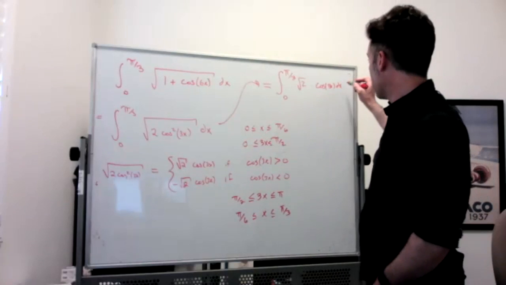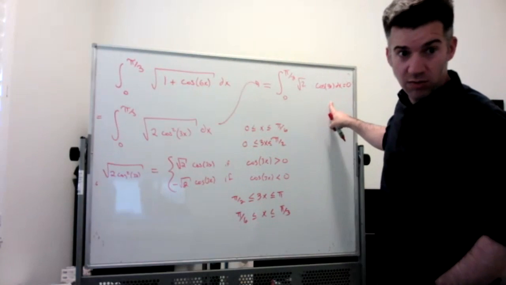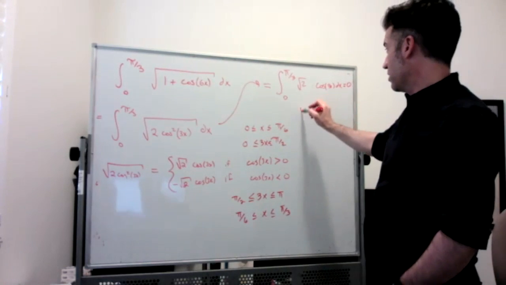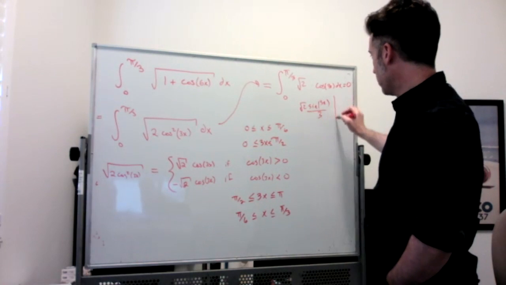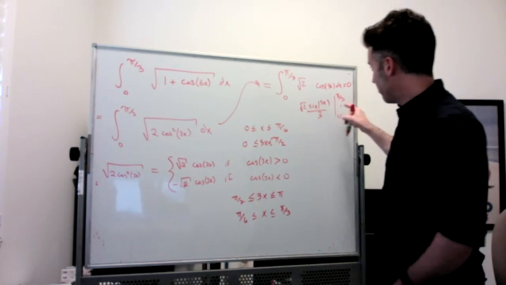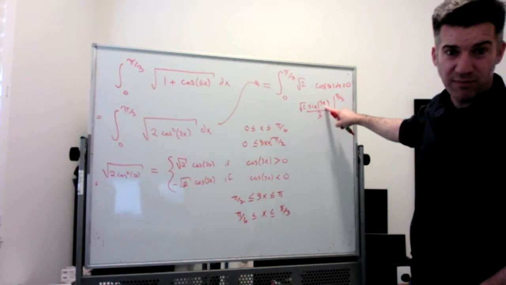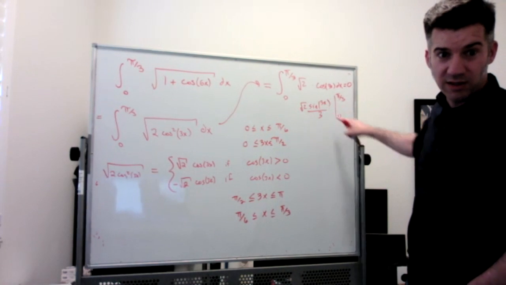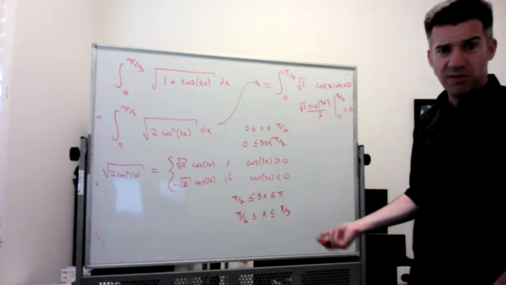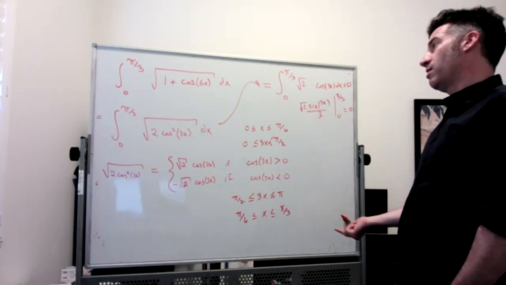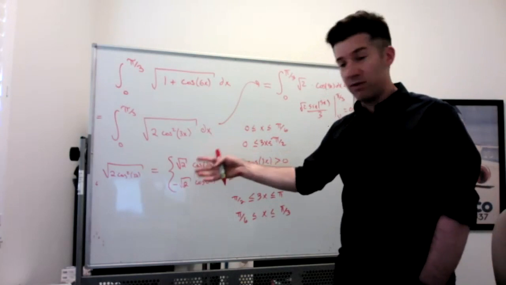So this equaling 0, which it does equal, right? If you integrate this, you get square root of 2 sine of 3x divided by 3 from 0 to pi over 3. If you plug in pi over 3, sine of pi is 0. If you plug in 0, sine of 0 is 0. So this would equal 0. But it shouldn't be 0. And the problem is exactly this issue here, that you have to break it up.